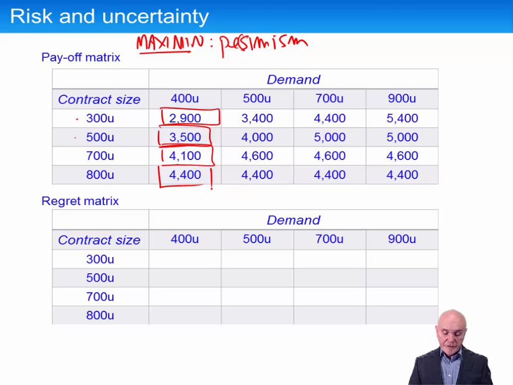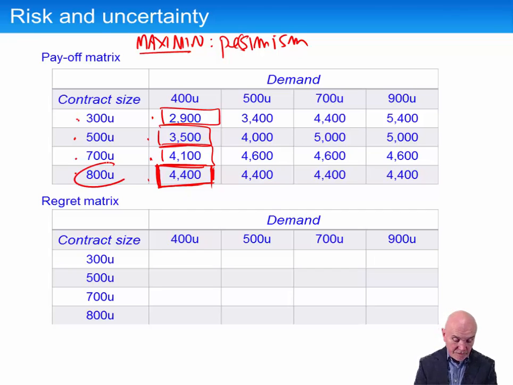What this pessimistic person then says is, basically, we will either make only 2,900, that's the worst scenario there. We'll only make 3,500, that's the worst scenario there. 3,700, that's the worst scenario there. 4,400, and this is, if you like, the best of a bad lot. These are all the bad things that can happen, and the least bad thing that can happen is 4,400.